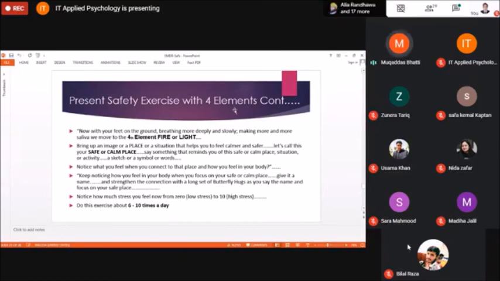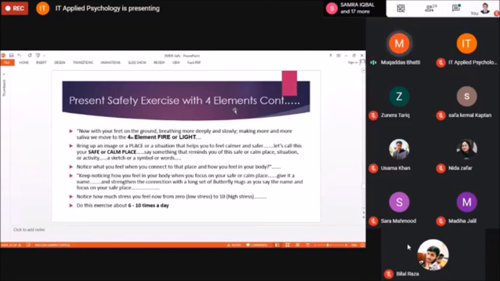When you develop your calm place, you just say the word and it brings your mind to the safe or calm place. When you create your calm place, you need to notice what you feel, and when you connect to the place, how you feel in the body. Keep noticing how you feel in your body when you focus on your safe or calm place, giving it a name and strengthening the connection with the butterfly hugs. As you say the name, you do the butterfly hugs, you do the breathing, and you imagine your calm place.